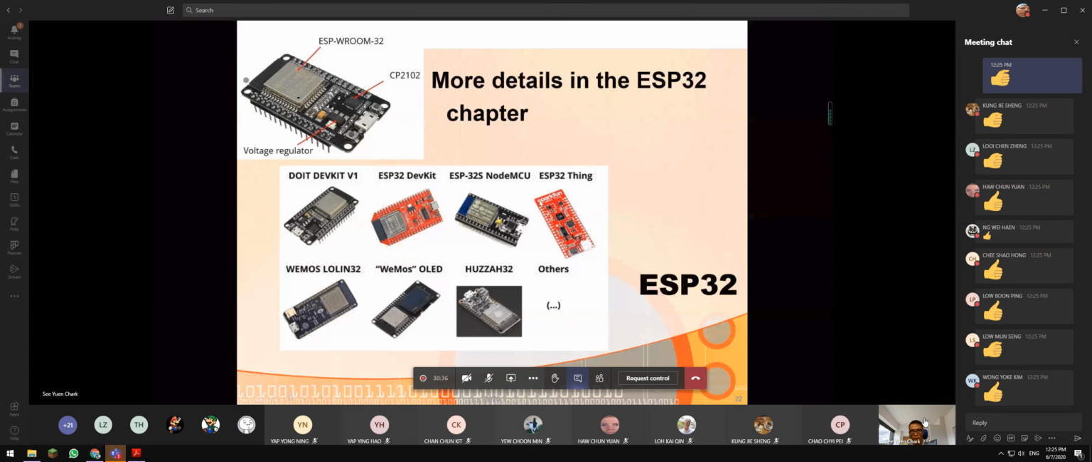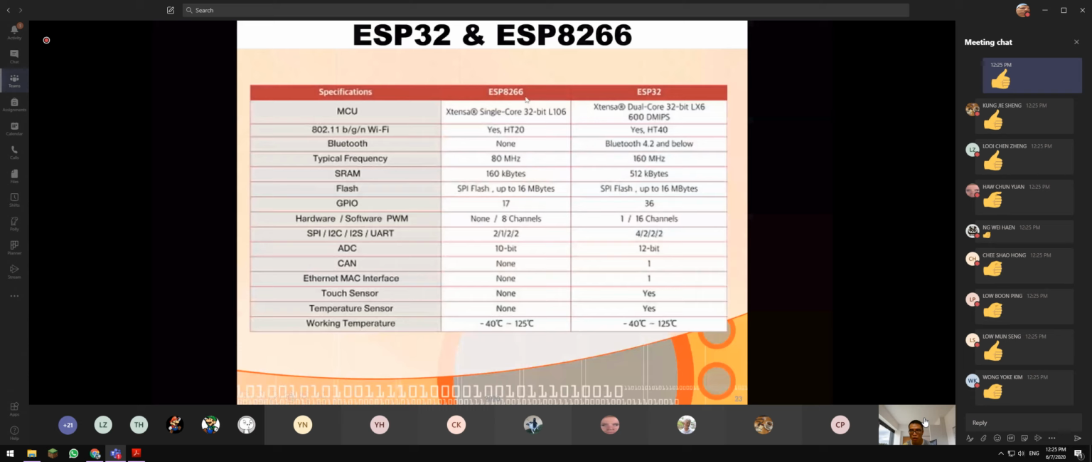There are a lot of variants of the ESP32 as well. Here is the comparison between the ESP8266 and the ESP32. Definitely you will go for the ESP32. Why? First, you do not need an FTDI. You directly connect your microcontroller to USB. So basically, what is an FTDI?